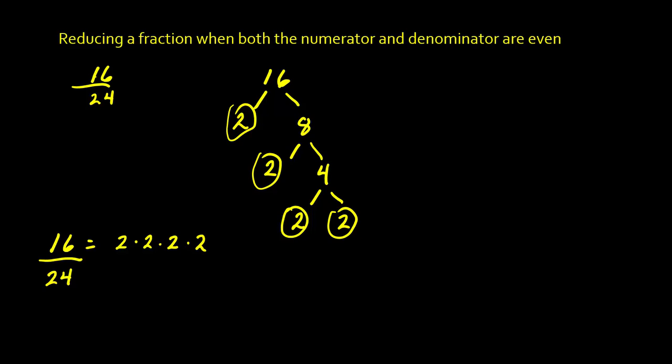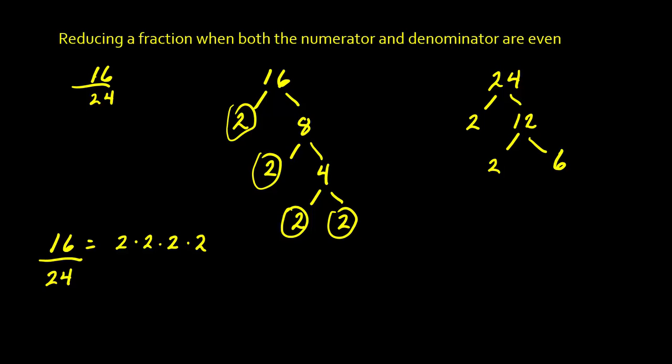And now I'm going to do a factor tree for 24. I know that 24 is an even number because 4 is an even number. So I'll factor out 2. 24 divided by 2 gives me 12. 12 is also an even number. I'll factor out 2. 12 divided by 2 gives me 6.